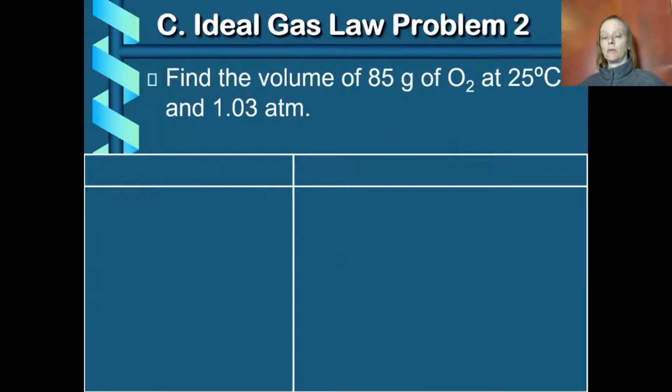Let's do another example. Find the volume of 85 grams. Let's see, find the volume. This is the thing I don't know. Of 85 grams. Notice I'm given a mass. We'll have to think about what to do with that value. Of oxygen at 25 degrees Celsius. So converting that into Kelvin, my temperature is 298. And 1.03 atmospheres of pressure. That is my pressure.